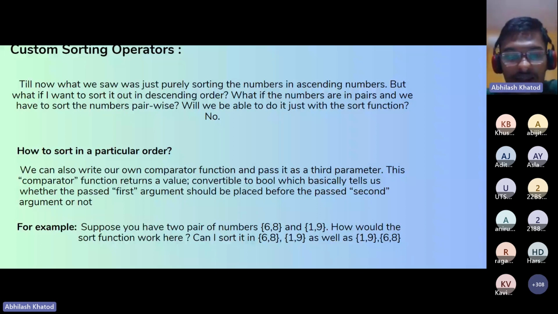Now the main thing is, suppose you have a pair of numbers. I have given here two pairs, 6,8 and 1,9. If I want to sort these, how am I going to sort them? If I use the sort function, what will be the output? Will the sorted array be 6,8 then 1,9, or 1,9 then 6,8? You can see that in the first elements, 1 is smaller, so 1,9 could come first. But if you see the second elements, 8 is smaller, so 6,8 then 1,9 can be the answer. So what can be the answer if you use the sort function? We'll see soon.